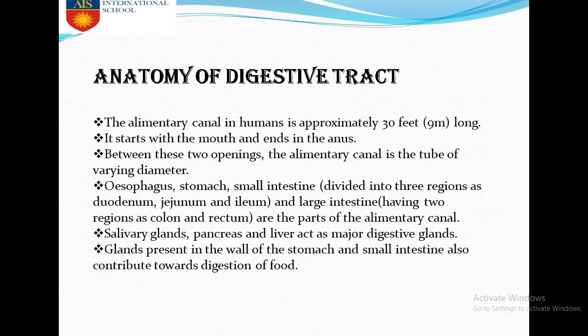Now, anatomy of the digestive tract. The alimentary canal in humans is approximately 30 feet long. It starts with the mouth and ends in the anus. There are two openings, and the alimentary canal is a tube. I've told you, the esophagus, stomach, small intestine and large intestine are the parts of the alimentary canal. The salivary gland, pancreas and liver act as major digestive glands. Glands in the wall of the stomach and small intestine also contribute towards digestion.